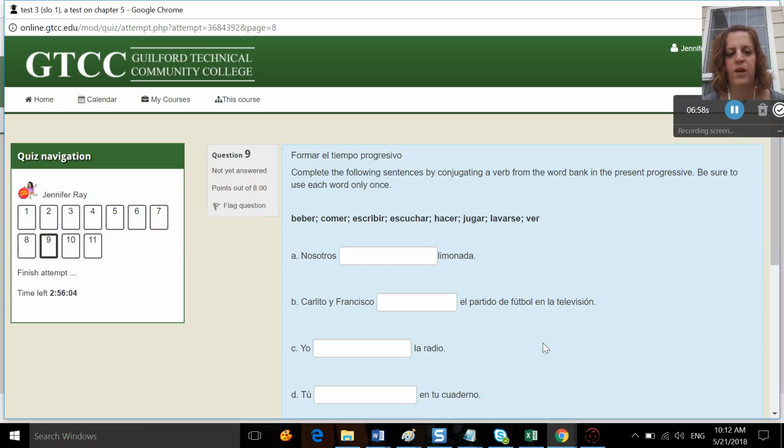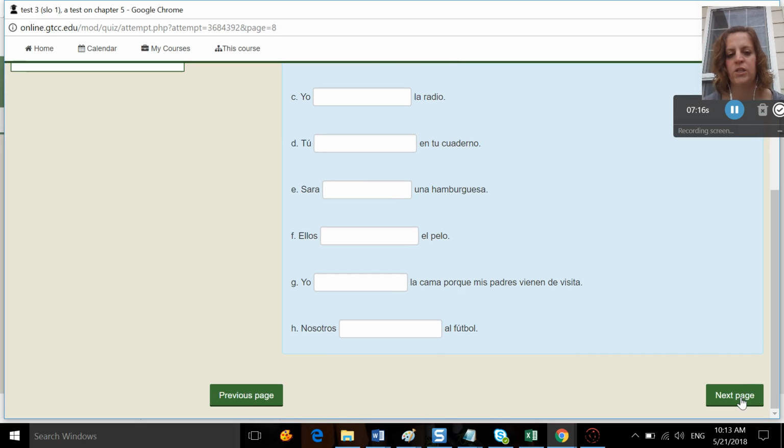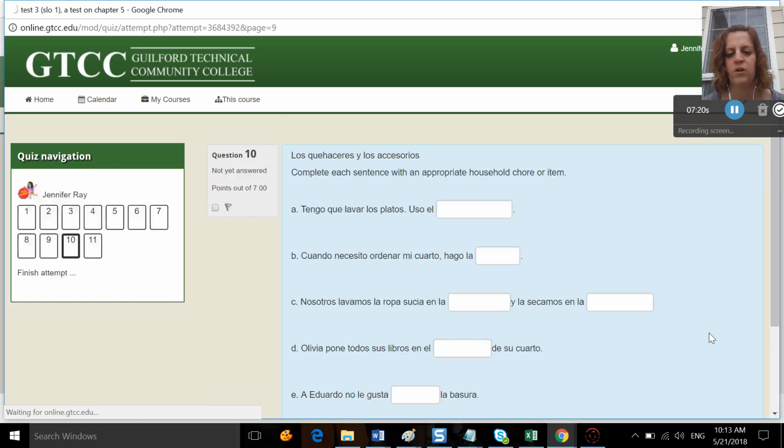And here, complete the following sentences by conjugating a verb from the word bank in the present progressive. Again, you're going to choose the word that best completes the sentence, and then you're going to put it in its present progressive form, which means you're going to change it to its ando yendo form. You're changing it to a participle, and you have to have a form of estar with it as well. And the estar gets conjugated for whomever is playing football, etc.